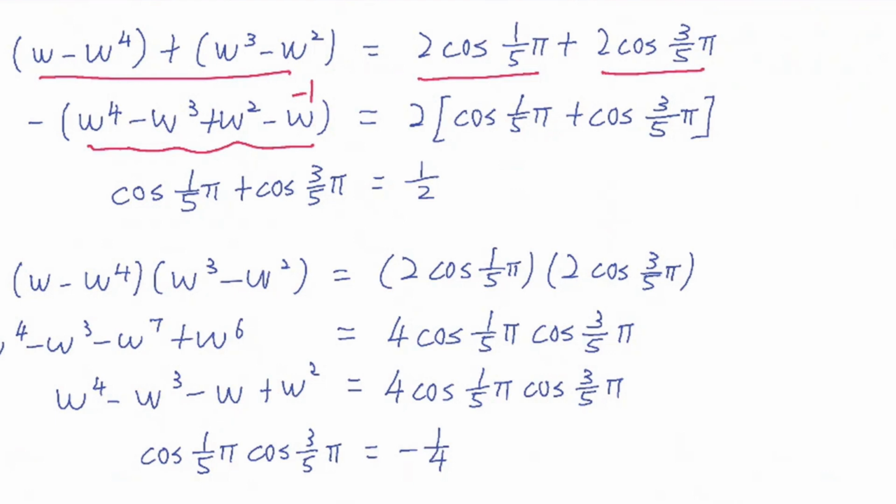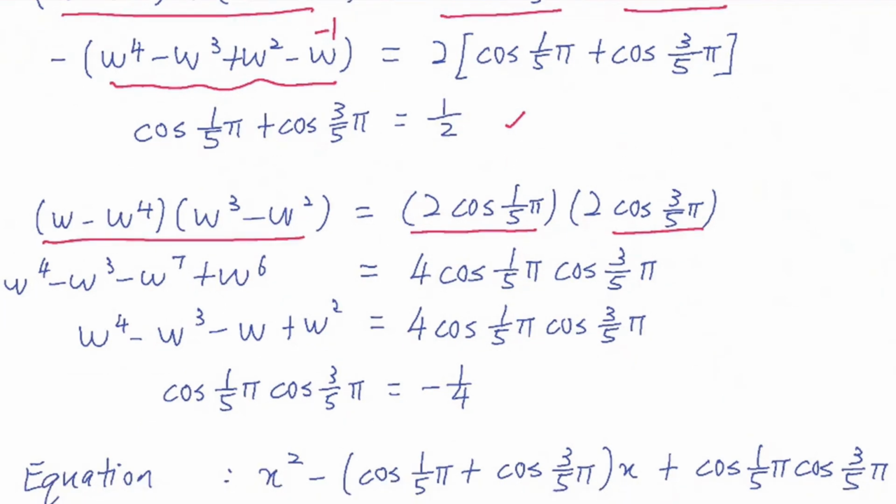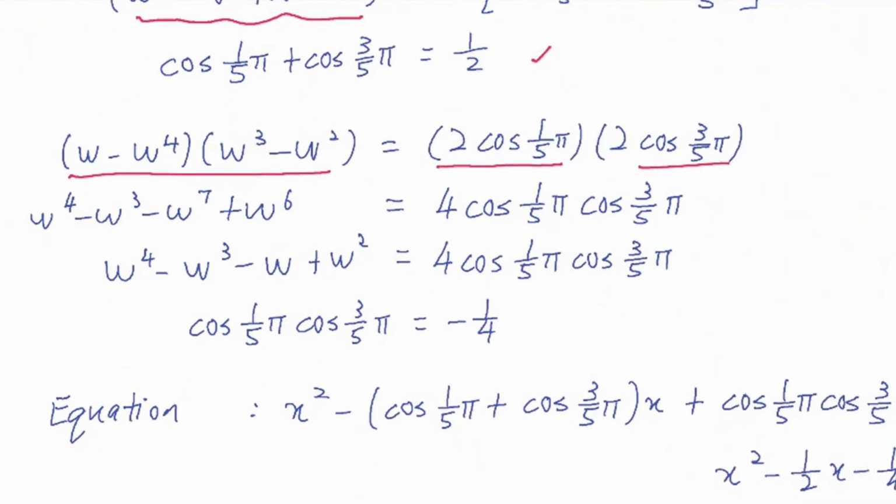And we just have to rearrange, so we get that this is actually a half. Same thing we do for the multiplication. In order to get cos 1/5 π times cos 3/5 π, we multiply the results together. For the left-hand side, when we expand, we get something like omega to the power 7 and omega to the power 6 here.